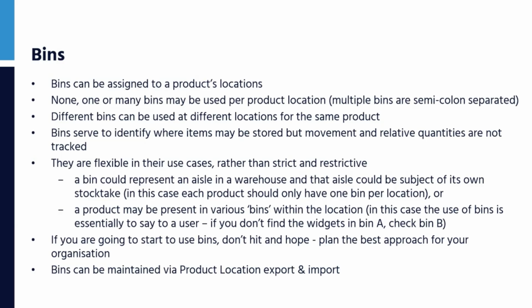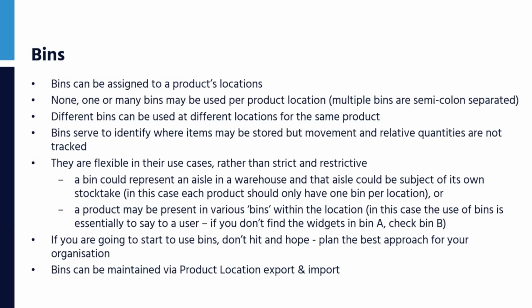So if you do have a situation where you have multiple bins assigned to a product, then what that's essentially saying to you is if you don't find the widgets in bin A, check bin B. If they're not there, check bin C. And then if they're not there, good luck. They could be anywhere. And as I said, don't just hit and hope. Plan the best approach for your organization. And you can also maintain those bins via the product location export and import.